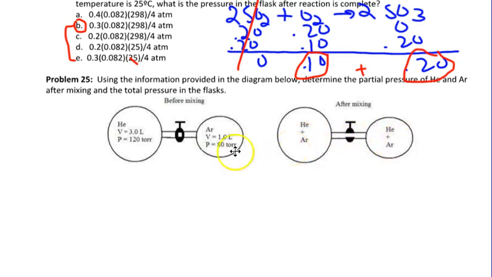So what does change? Well, what happens if you open up the valve here? Some of your helium molecules can migrate over into this container. Some of your argon molecules can migrate over into this container. So really, the volume changes for each gas, therefore pressure will change for each gas. Your new volume in each case is going to be 4 liters. Well, where did that come from? 3 liters here, 1 liter here. So V2 in both cases is going to be 4 liters.